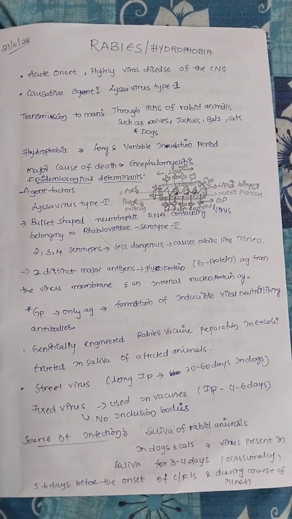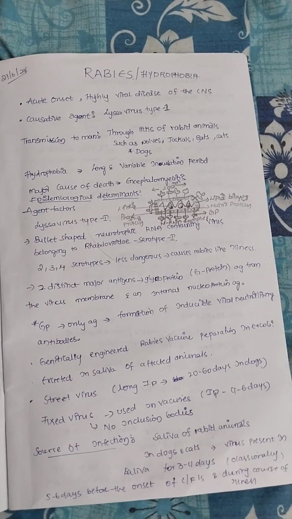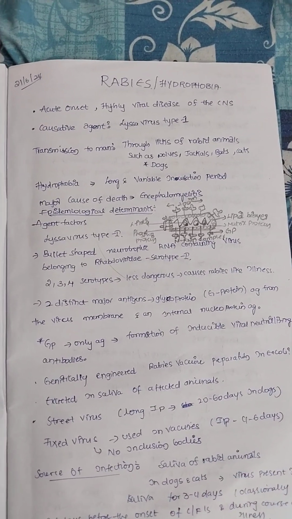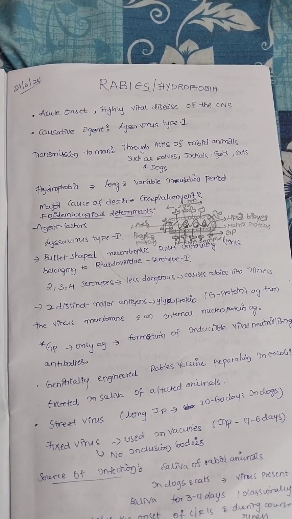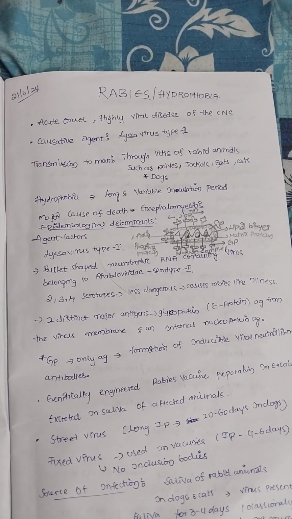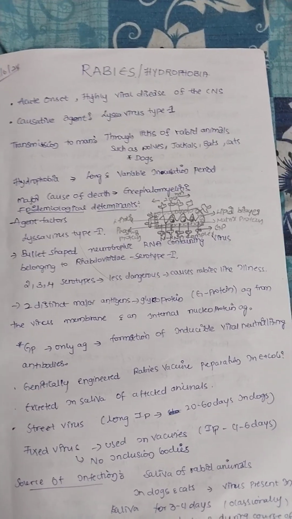So today we are going to discuss rabies, which is also known as hydrophobia. It is an acute-onset, highly fatal viral disease, and the virus spreads to the CNS. So CNS manifestations will be there, like encephalopathy and encephalomyelitis.